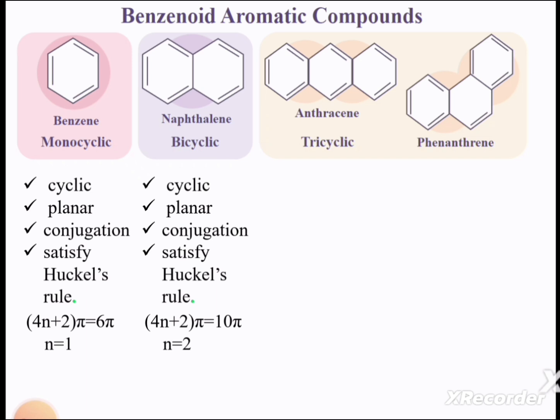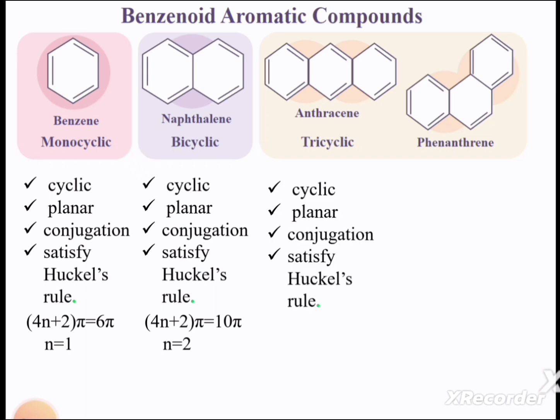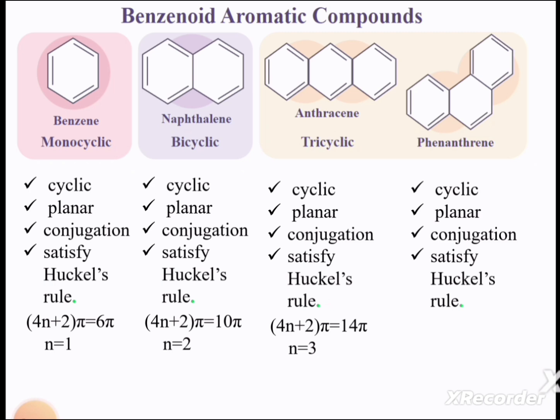Then let's discuss anthracene. Obviously it is cyclic, planar, conjugated and satisfies Huckel's rule, having a total of 14 pi electrons. So the value of n is 3. If we discuss phenanthrene, same as anthracene, it is cyclic, planar, conjugated and satisfies Huckel's rule, 14 pi electrons. Value of n is 3.